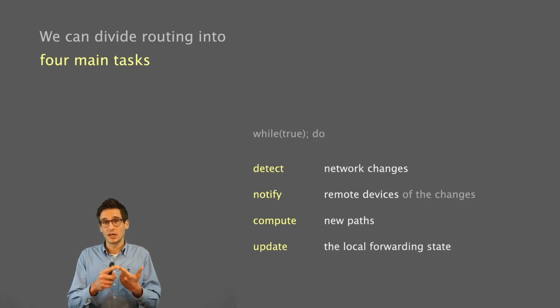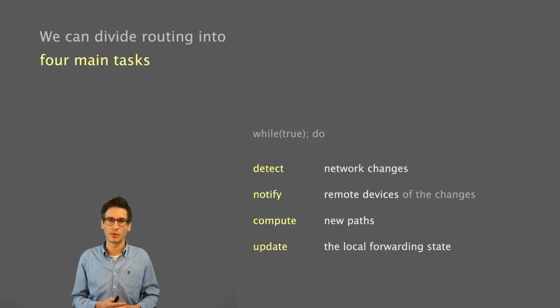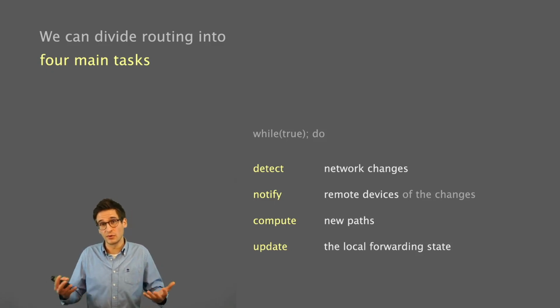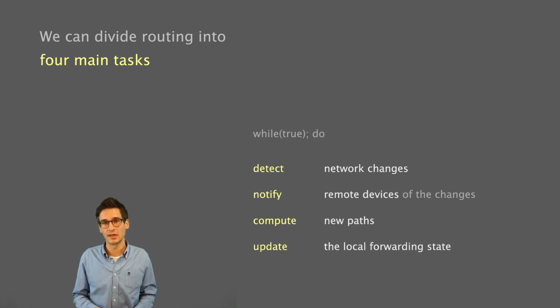Once you have detected the change, the next thing you do is that you flood this notification in order to let everyone know, at least in the context of a distributed routing protocol, that there is a change in the network. In the context of SDN or centralized routing, what you will do is tell the controller that there is a change in the topology. The third task is actually recomputing the path. There is a change in your network topology, you need to adapt your routing paths, you need to adapt also your forwarding state, which brings me to the fourth and last step, which is to actually update the forwarding state after the change.